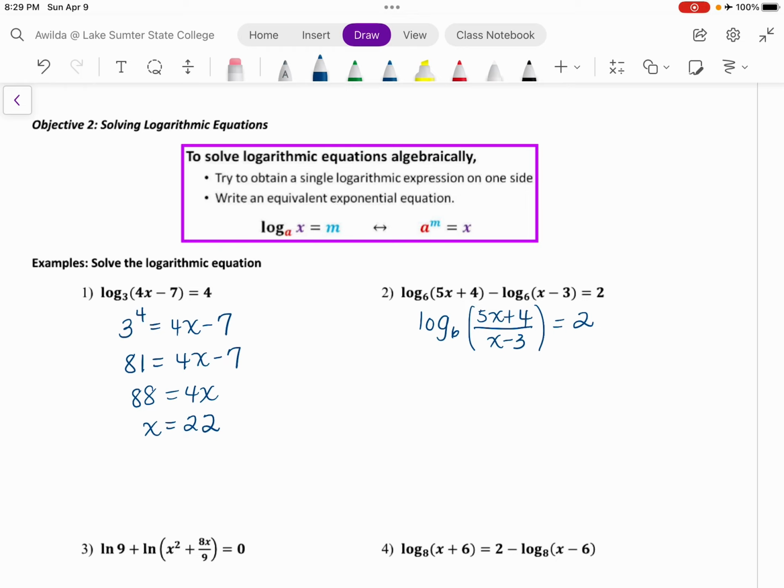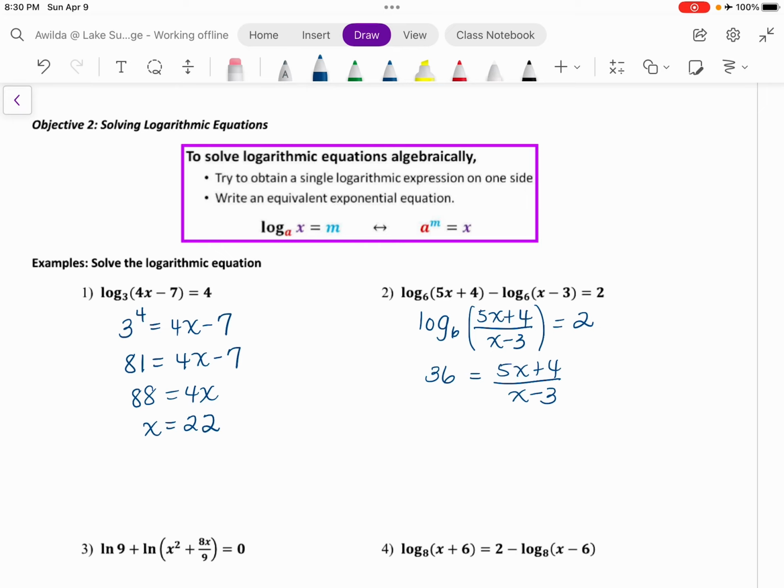Now we have a single logarithm on the left and a fixed number on the right, so we can convert this into the exponential form. 6 squared equals 5x plus 4 over x minus 3. I said 3 and wrote 6. Let's correct that. 6 squared, of course, is 36, so let me go ahead and write 6 squared as a 36 to save some space.